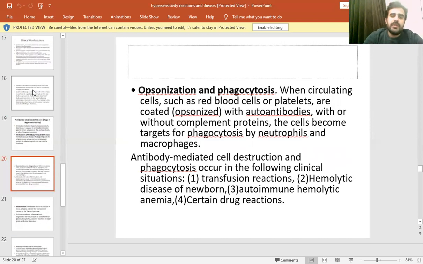Opsonization and phagocytosis is the first mechanism of antibody-mediated injury in type 2 hypersensitivity reaction. The circulating cells, for example red blood cells or platelets, are coated, opsonized, with autoantibodies, with or without complement proteins. As they are opsonized, they become targets for phagocytosis by neutrophils and macrophages. Antibody-mediated cell destruction and phagocytosis occur in the following clinical situations: for example, transfusion reaction, hemolytic disease of newborn, autoimmune hemolytic anemia, and certain drug reactions.